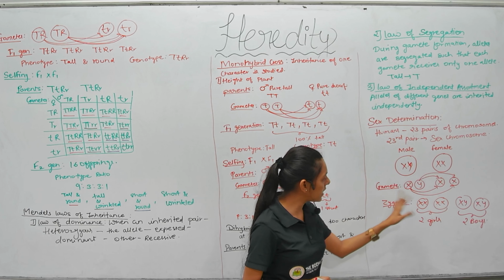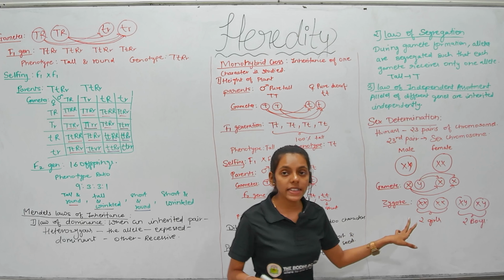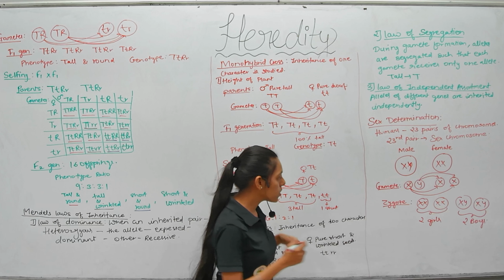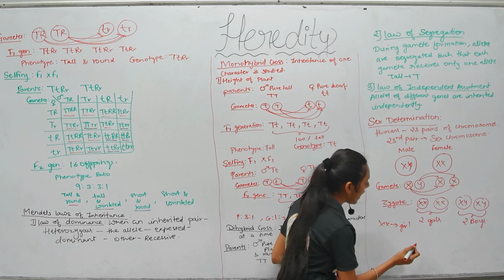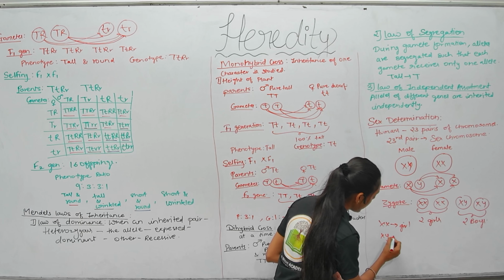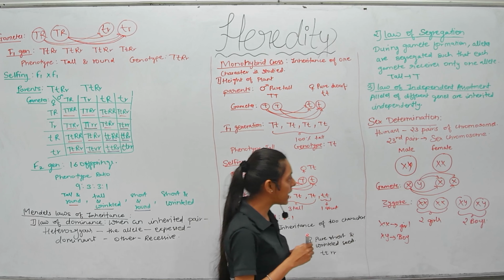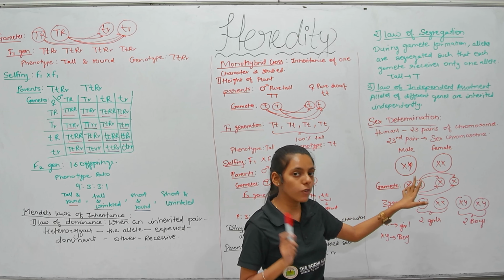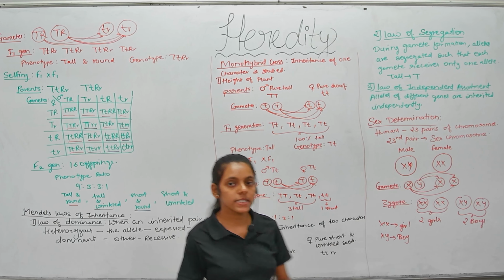Okay, so if we cross them, what we get in the zygote is XX. When there is XX, it denotes a girl, and when we get XY, it is a boy. So the male can give either X or Y, but the female can give only X. Okay, so with this we finish the lesson.